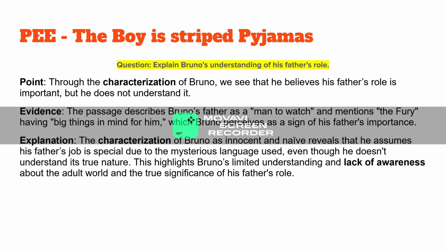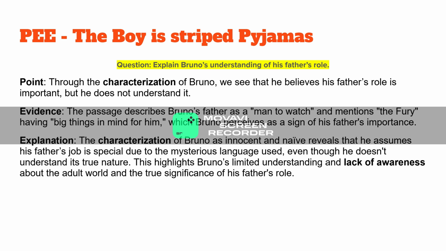So, through the characterization of Bruno, we see that he believes his father's role is important, but he does not understand it. So I have understood from the passage that he does not understand his father's role, and characterization is used because that is the example that I will be using in the entire PEE. Okay, so the evidence to show his characterization is, he's a man to watch, and the Fury has big things in mind for him.